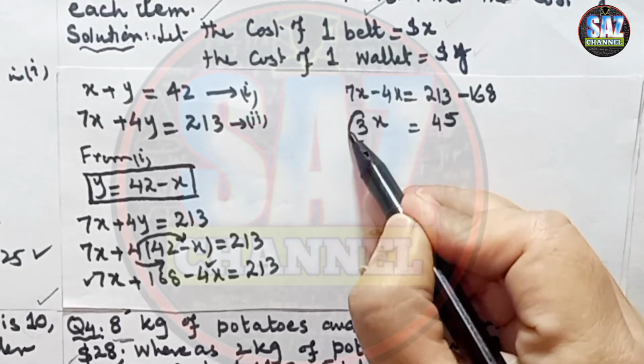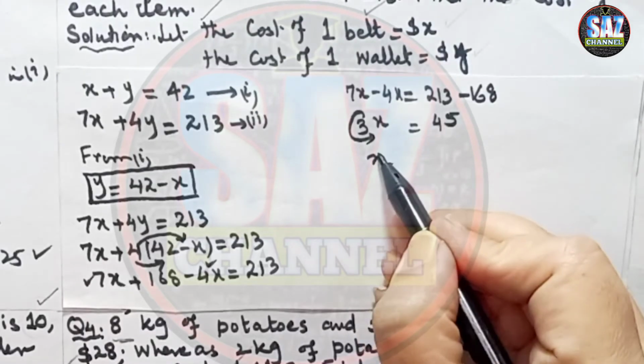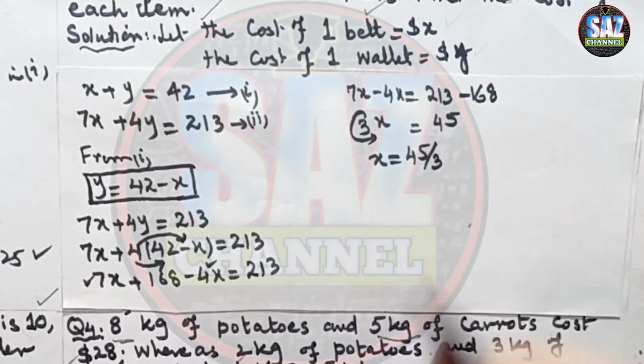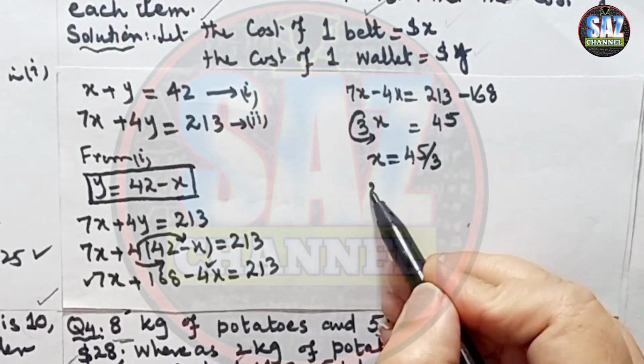Now in order to get the value of x, I have to shift this 3 to the other side, that is 45 by 3, and 45 divided by 3 will give me x equals 15.